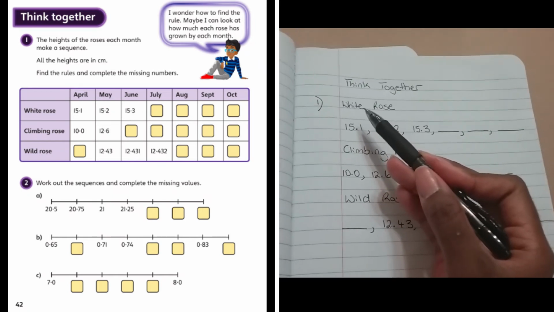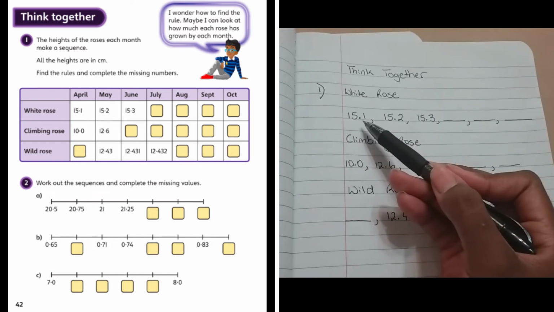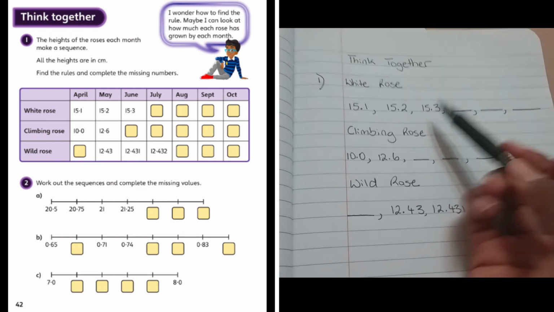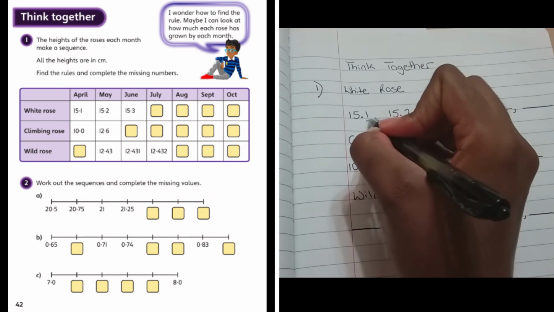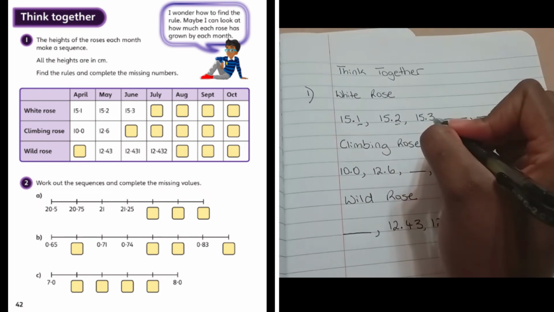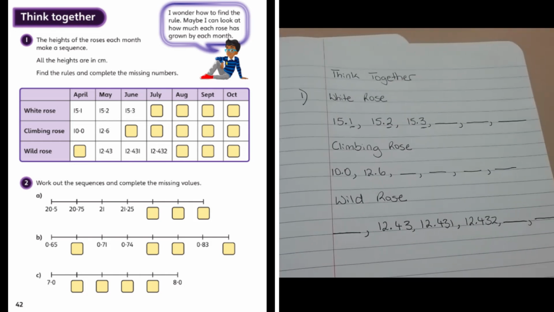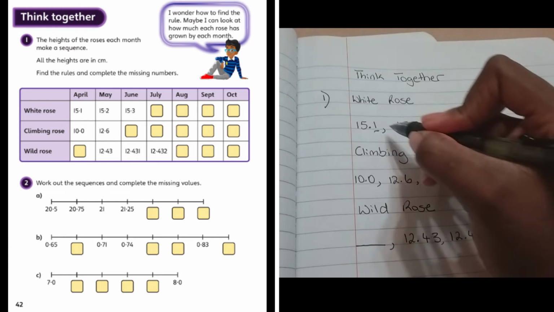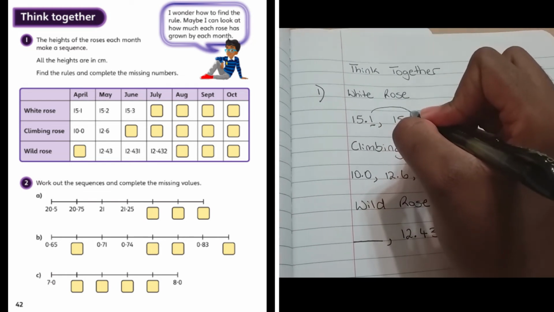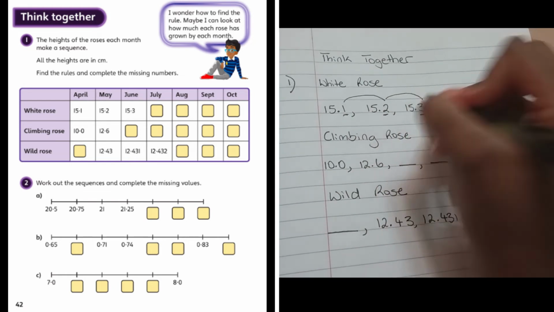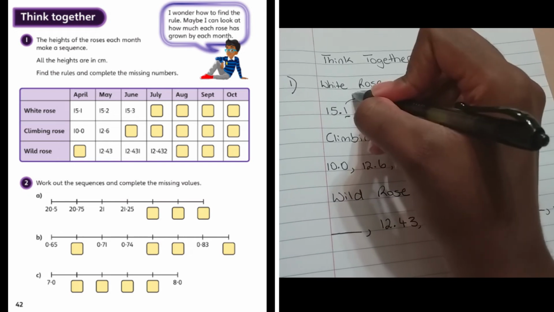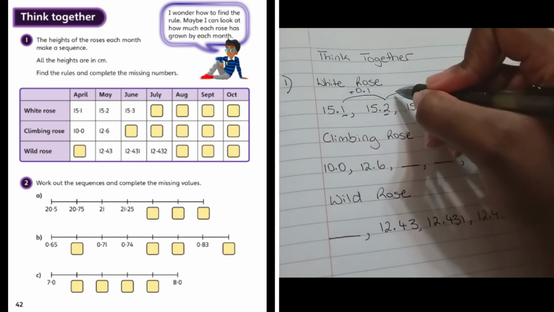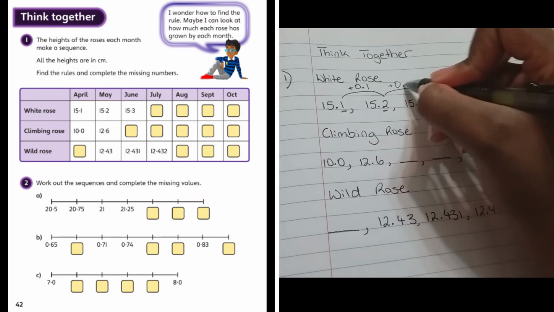So I'm going to start with the white rose. In April, it was 15.1 centimeters. Then in May, 15.2. In June, 15.3. I notice here that the only thing that is changing is this place. What place have I underlined? The tenths place. The tenths place is going up by 1 each month. So I can see that each month I have to add 0.1.